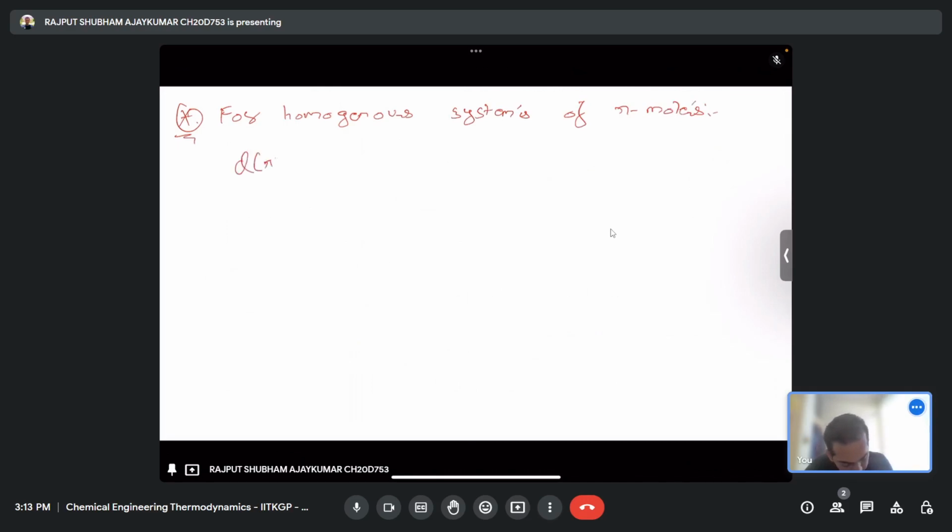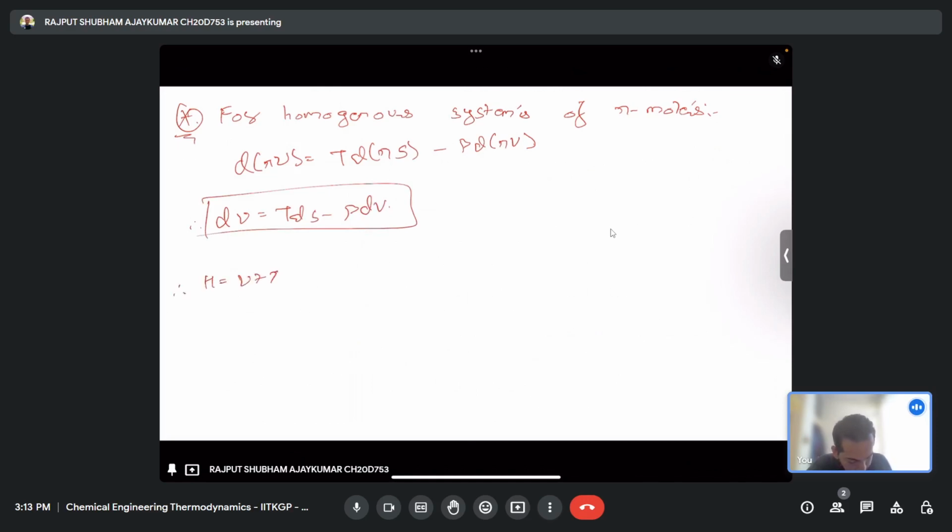So dU equal to TdS minus PdV. In terms of molar properties, we can write du equal to Tds minus Pdv. Similarly, I can write enthalpy H equal to U plus PV, because this thing I am just revising, A equal to U minus TS, and G equal to H minus TS. So H is enthalpy, A is Helmholtz energy, and G is Gibbs free energy.